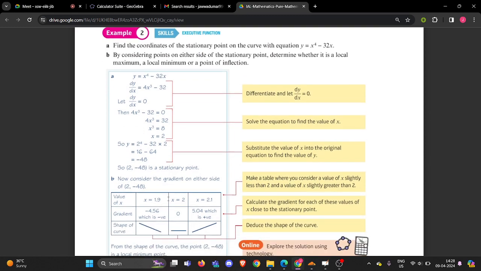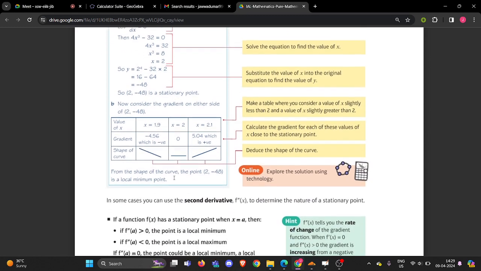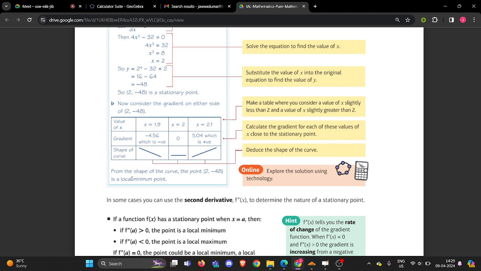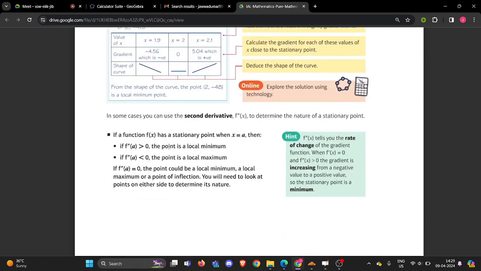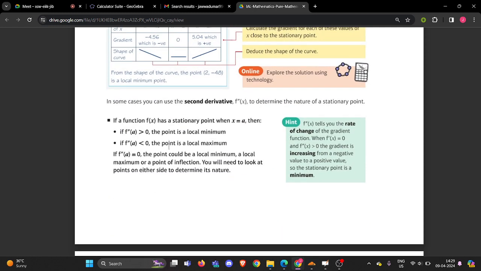The stationary point, gradient on the other side from this. Okay, it's a local minimum point. What it is doing is a really different thing. You don't need to do that in exams. It's using the concept of increasing and decreasing functions to find this. I think I learned this before, but I forgot now.